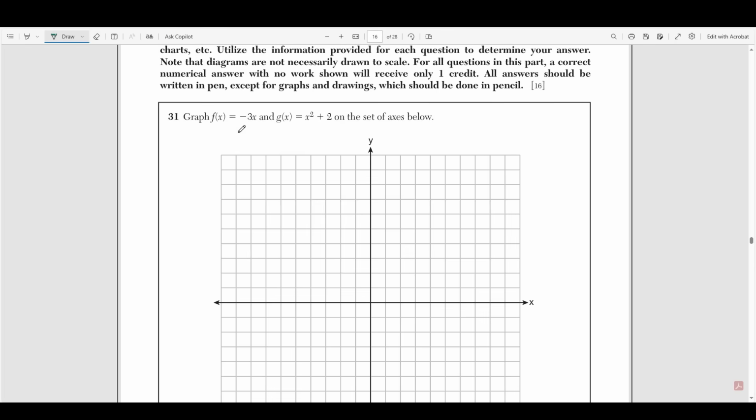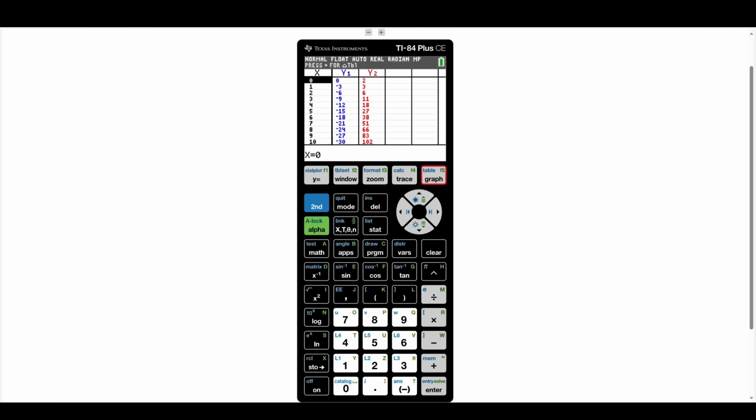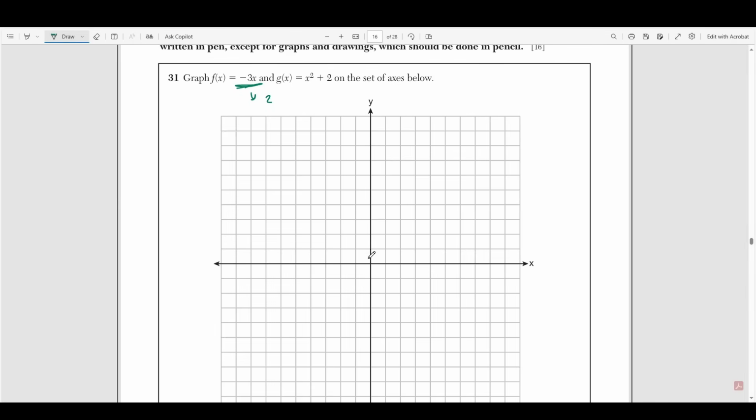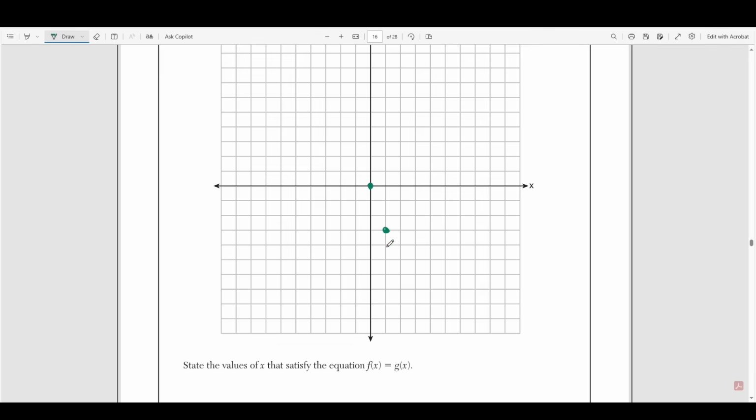For f of x is equal to negative 3x, you only need 2 points. And then with your straight edge ruler, you can just draw a line through those 2 points because it's a linear equation. So for this line, we know that it passes through the point 0, 0, the origin, and then it goes 1, negative 3, so 1, 2, 3. Then it goes 2, negative 6. Then it continues to decrease like so, right?